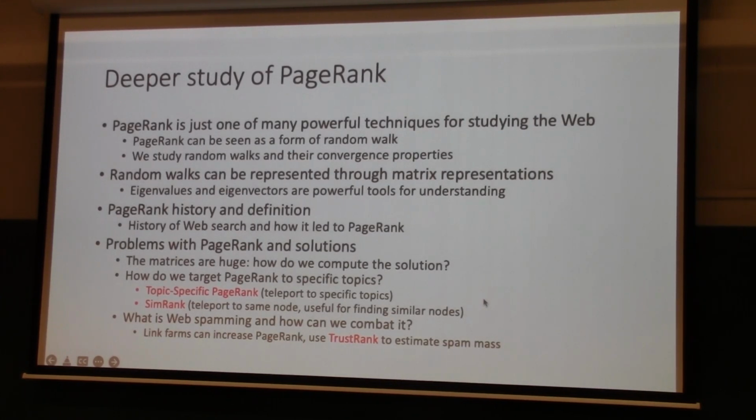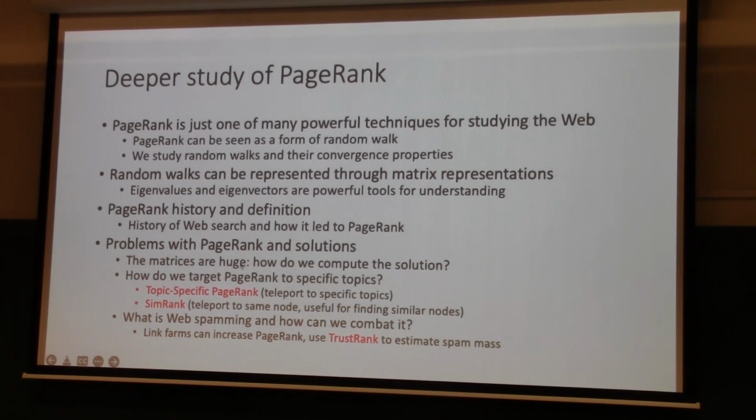Okay, so let me now just summarize PageRank. PageRank is one of many powerful techniques. It's a kind of random walk. So we looked at how that works. We represented it with matrices. So the concept of eigenvalues and eigenvectors can help us in understanding it. I showed a little bit of the history.